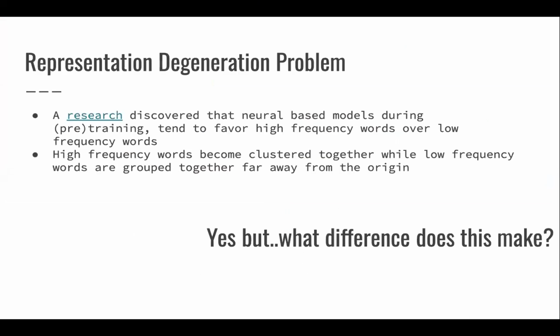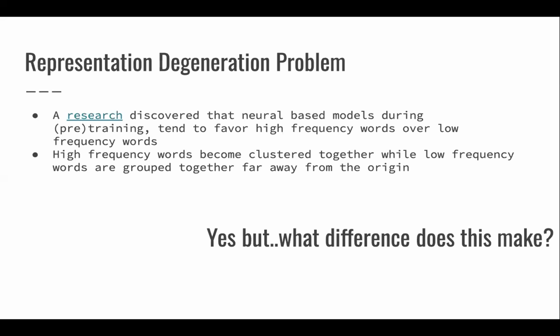Now, research discovered that neural-based models during pre-training tend to favor high-frequency words over low-frequency words. This distorts the shape of the embedding space, and the embedding space becomes composed of almost two clusters, one containing high-frequency words and one containing low-frequency words.